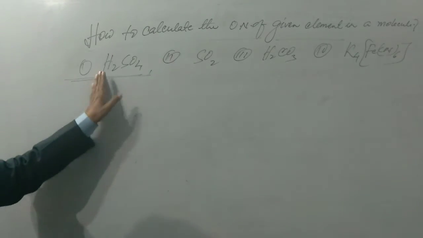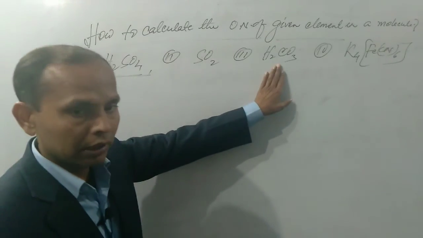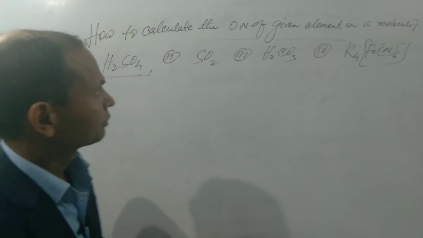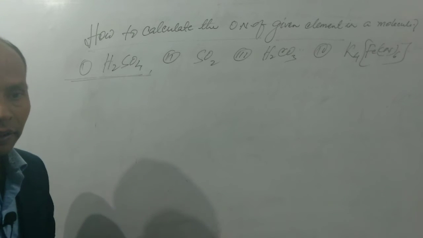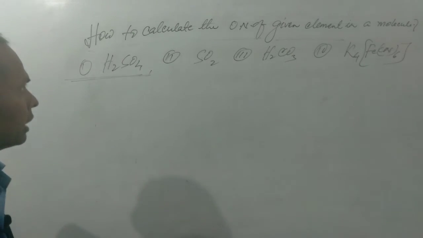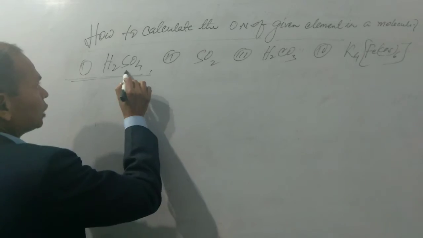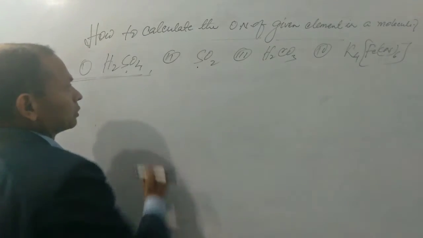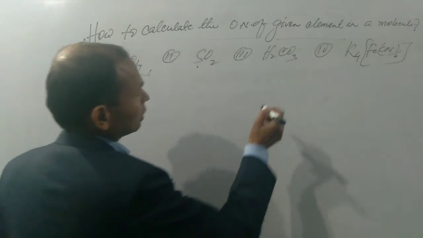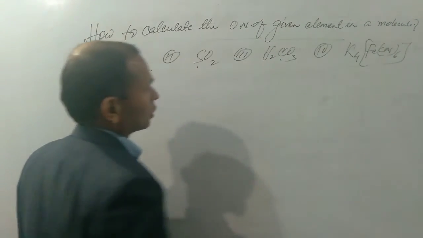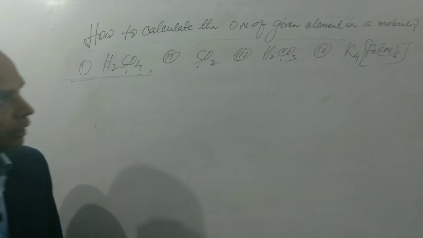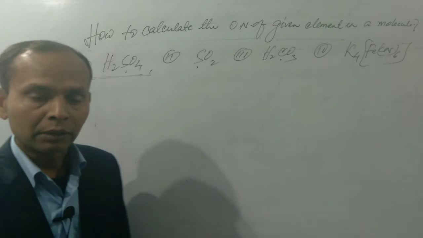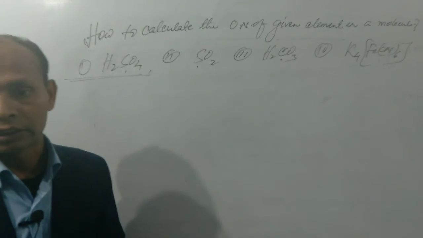This is sulfuric acid, sulfur dioxide, hydrogen carbonate. It is also known as carbonic acid, and this is potassium ferrocyanide. In such compounds, we have to calculate the oxidation state of the given element. In this compound, we have to calculate the oxidation state of sulfur. In this compound, oxidation state of sulfur we have to calculate. In this compound, we have the oxidation number of carbon. How such elements can be calculated for their oxidation number.